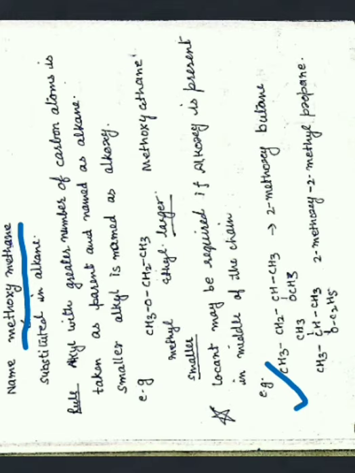Here if you see, a chain of 4 carbon atoms is there, and this OCH3 is joined at carbon number 2. So when you are naming the compound, you simply write the name of the parent from the longest chain, that is butane, and then along with the locant write the name methoxy. So here methoxy is present at carbon number 2. The compound is named as 2-methoxybutane.